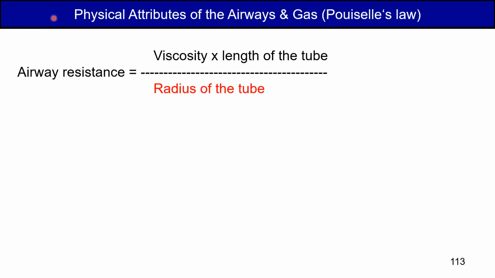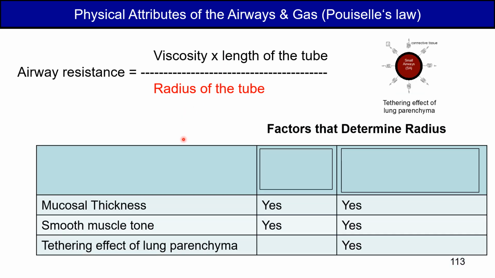Another thing that will determine the airway resistance are the physical attributes of the airways and the gas, which is governed by Poiseuille's law. It states that airway resistance is directly related to the viscosity of the gas, the length of the tube, and inversely to the radius of the airways. The airway's radius is dependent on its mucosal thickness, the smooth muscle tone, and the tethering effect of the lung parenchyma.